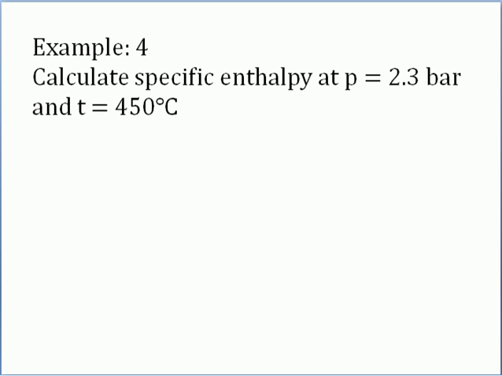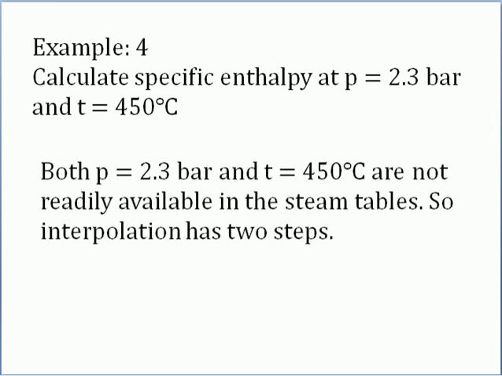Now we are going to see an important example. Many students have more confusions in problems similar to this example only. Calculate the specific enthalpy at P equal to 2.3 bar and temperature T equal to 450 degrees Celsius. Both pressure and temperature, the 2.3 bar and 450 degrees Celsius, are not readily available in the steam tables. So interpolation has to be done for both pressure and for temperature.